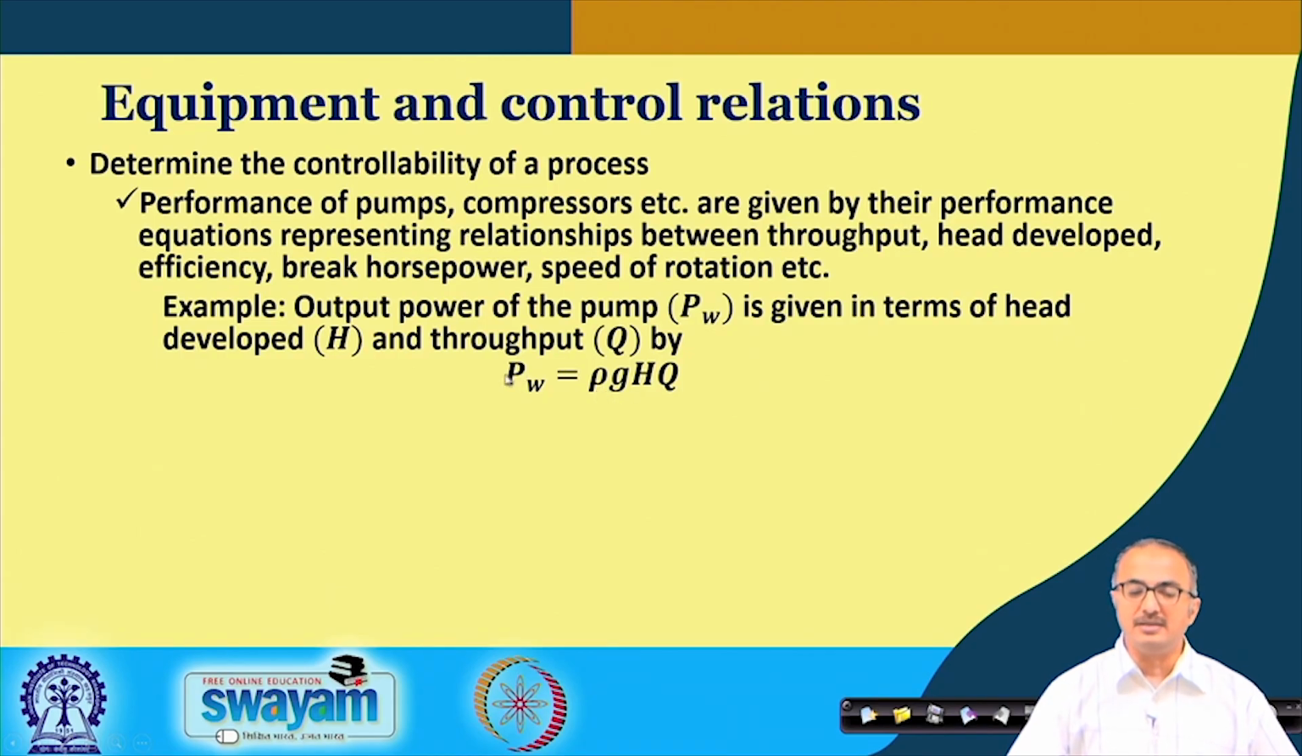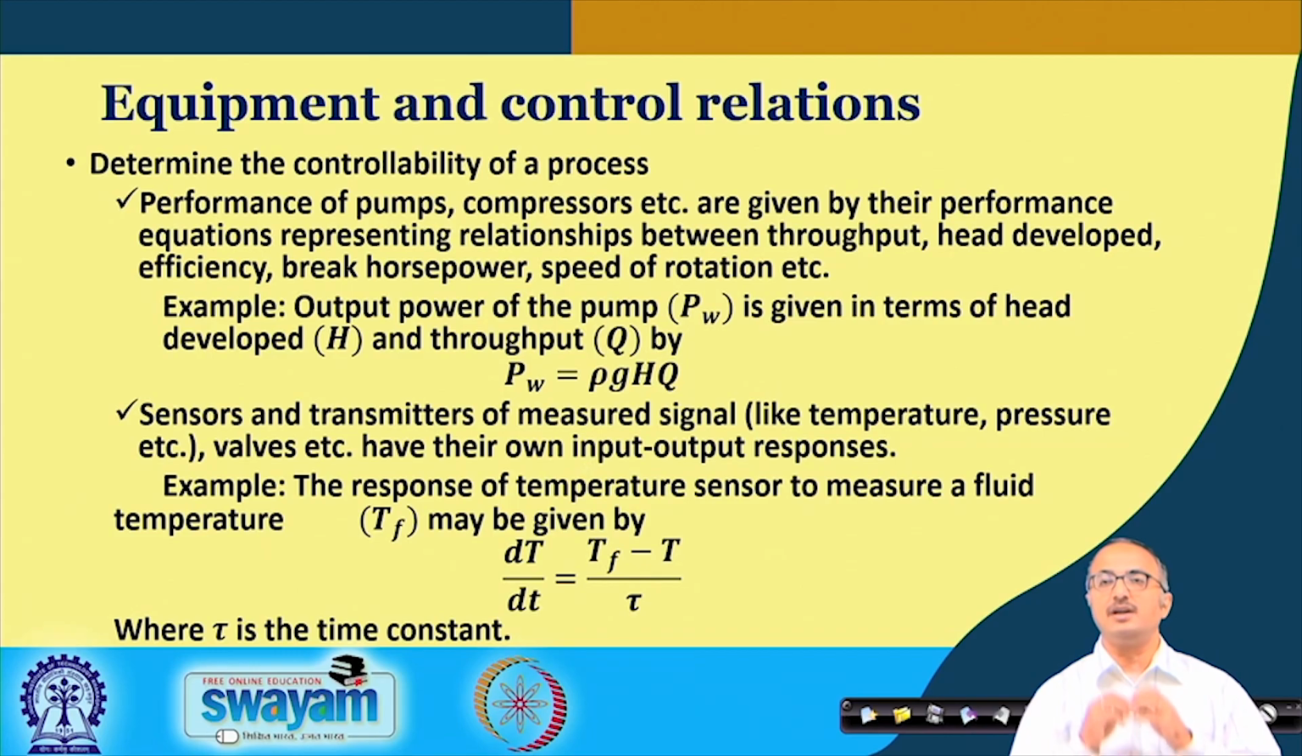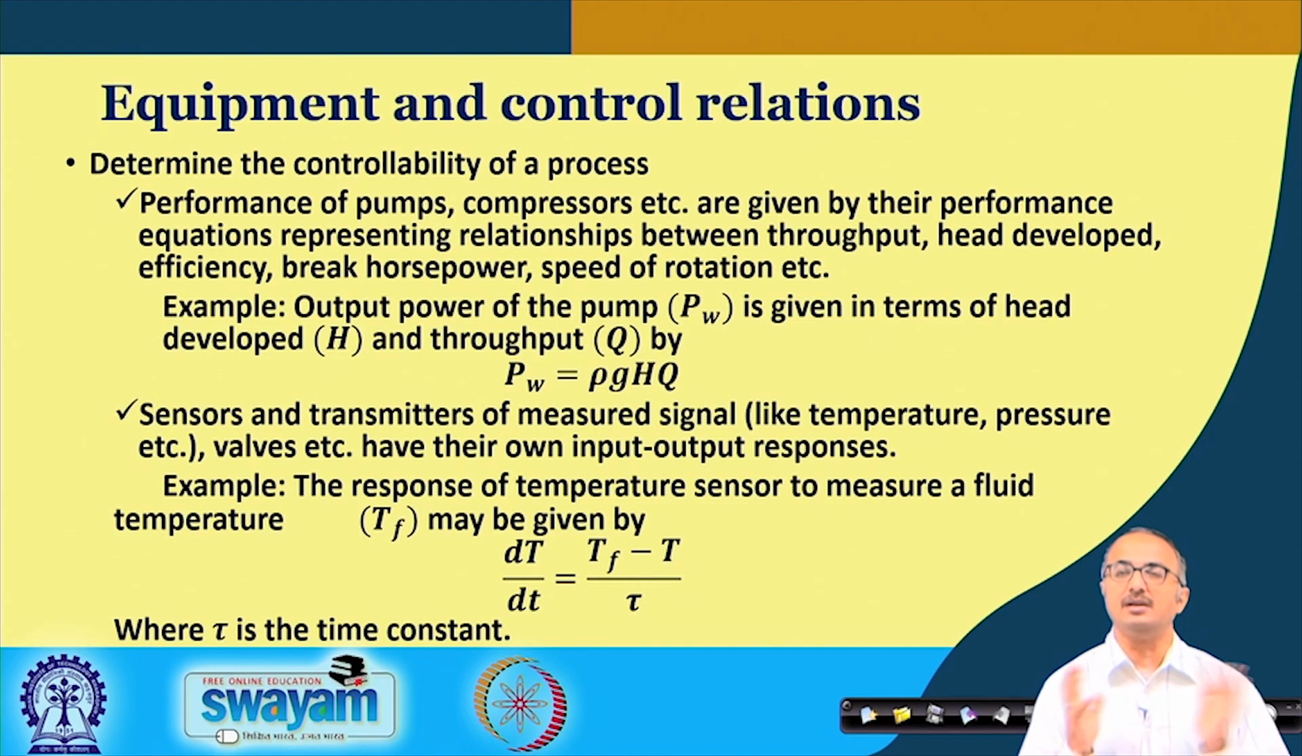G is the gravitational acceleration and rho is the density. So you find that these kinds of equations, which are correlating the pumping power and the head and the throughput, also come under the constitutive relationship. This is about some equipment, and this kind of expression will be there for other equipment also. And second is the various types of sensor transmitters we are using, sensors like temperature, pressure, etc. Then valves we are using. So you will find that for each of these components, there will be some kind of mathematical relationship which will be correlating the input and output.